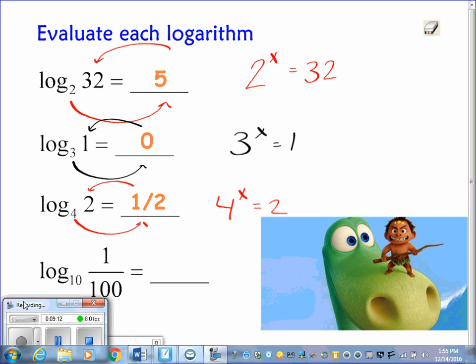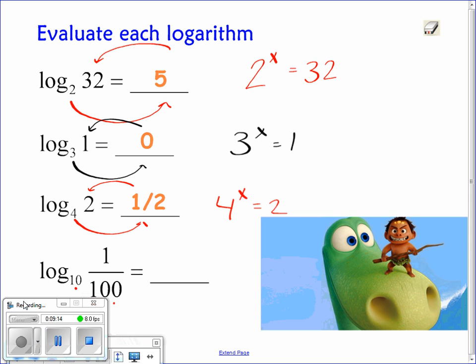And then down here, 10 to what power equals 1 over 100? Don't say anything out loud yet. Give everybody a chance to think about it. So again, 10 to what power equals 1 over 100? I can see the wheels turning right now. Jesse? -10? Alex? -2? Any other options? Paige, what were you going to say?